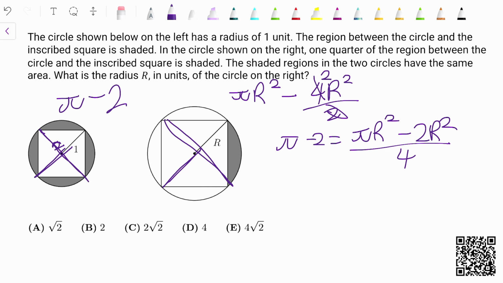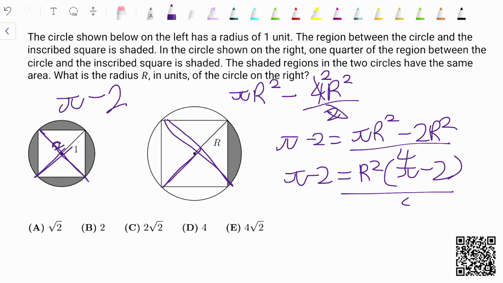Now that we have this, to isolate r, we're going to divide both sides by r squared. Not both sides. We're going to pull out r squared. It's just a habit of the tongue. You can think of it as being distributed into the numerator already, and we're just trying to pull it out. So you have pi minus 2 is equivalent to r squared times pi minus 2 over 4.